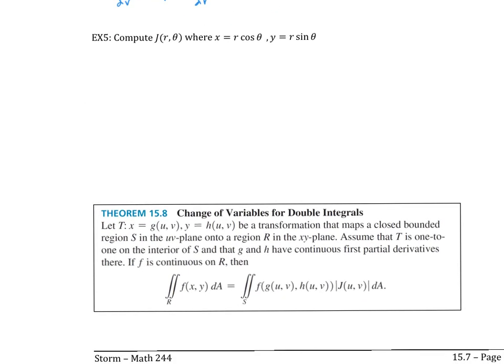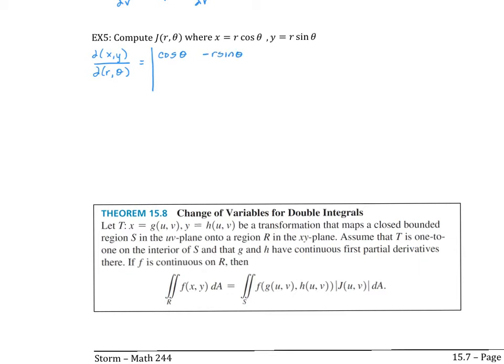One more time. We're going to compute the Jacobian of r theta, where x is r cosine theta and y is r sine theta. So the Jacobian is going to be equal to the partial derivative of xy over the partial derivative of r theta. Remember, it's always going to be x with respect to r, x with respect to theta. The partial derivative of x with respect to r, cosine theta being a constant, is just cosine of theta. The partial derivative of x with respect to theta means r is constant, and the derivative of cosine theta is negative sine theta. So this becomes negative r sine of theta.